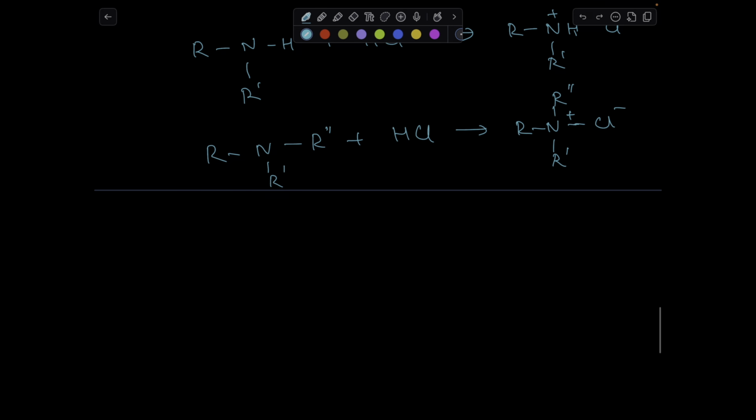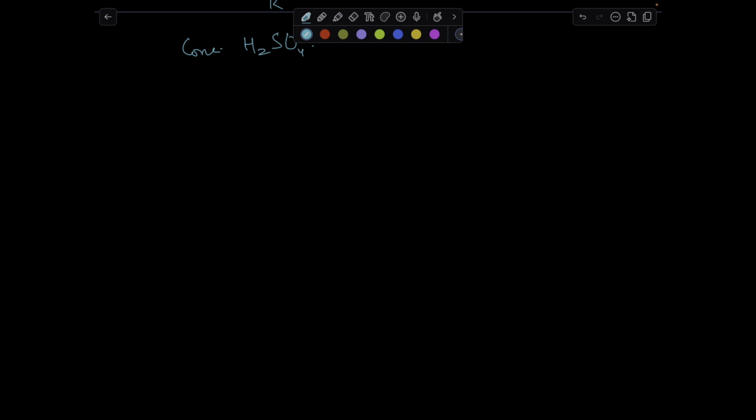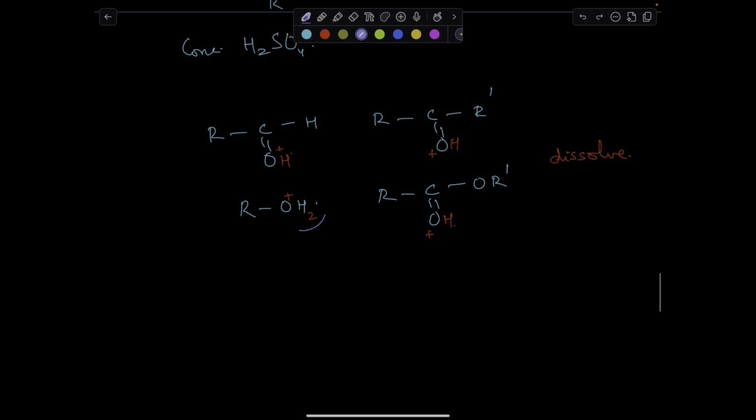Coming to concentrated sulfuric acid. Concentrated sulfuric acid can react with aldehydes, ketones, alcohols, esters. Concentrated sulfuric acid can protonate the oxygen, making esters, acids, alcohols, ketones, and aldehydes soluble.